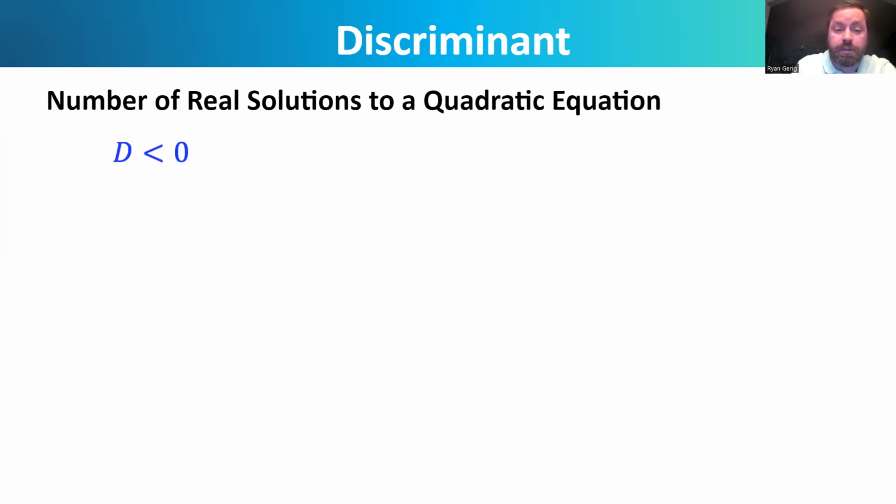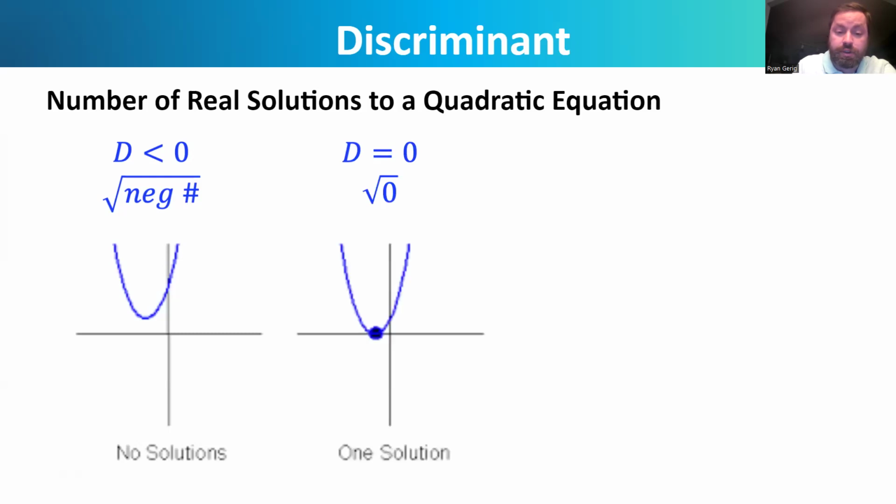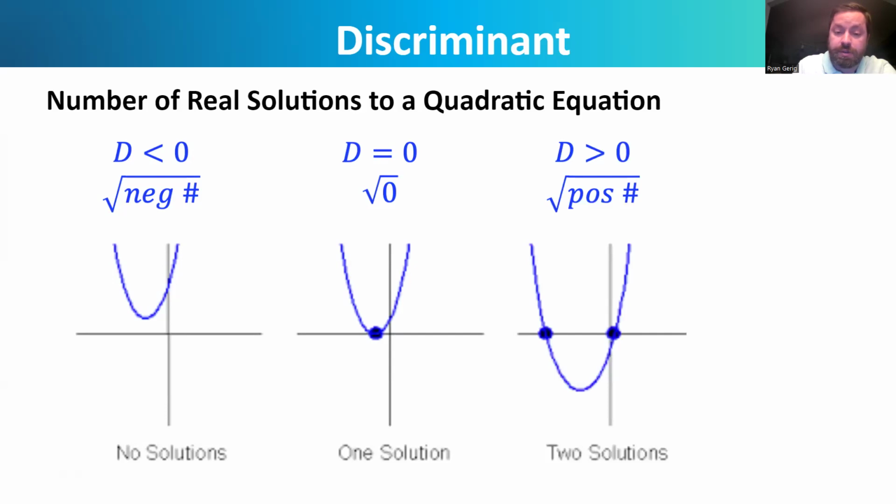All right. So number of real solutions to a quadratic equation. If D is less than 0, the discriminant is less than 0, that means there's a negative number under the radical. You should know what that means by now. That means that there's no real solutions, and that means the parabola will not cross the x-axis. If it's equal to 0, that means there's a 0 under the radical. So in the quadratic formula, you're going to have negative b plus or minus 0. Well, if you add 0 and you subtract 0, you didn't really go anywhere, so you're going to get one solution. If it's positive, the square root of a positive number, you're going to get two solutions.